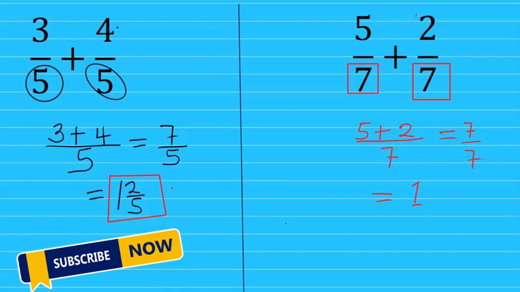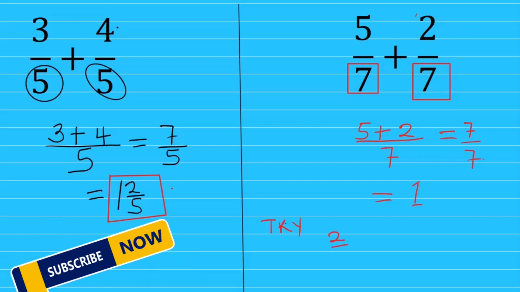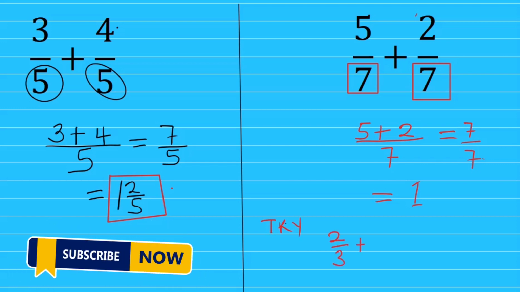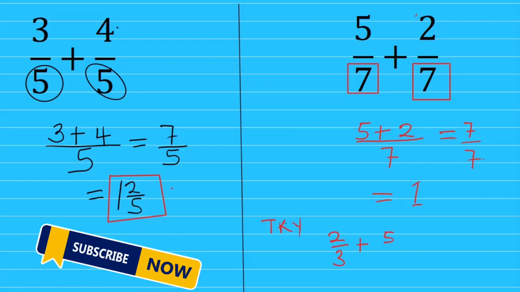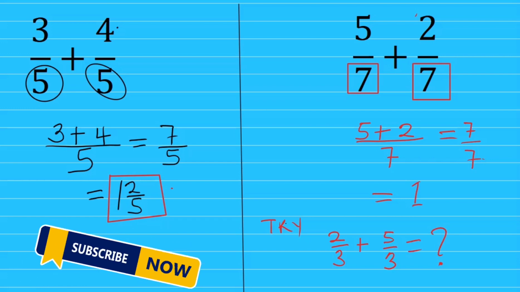Then maybe you can try this one on your own. If you have 2 out of 3 plus 5 out of 3, then what should be the final answer?